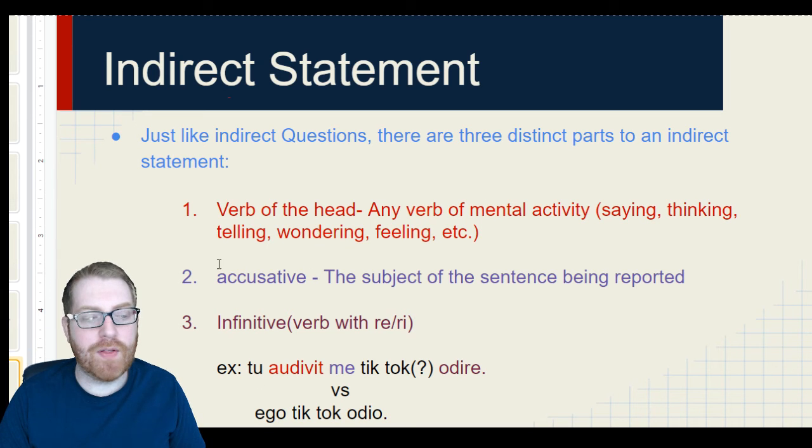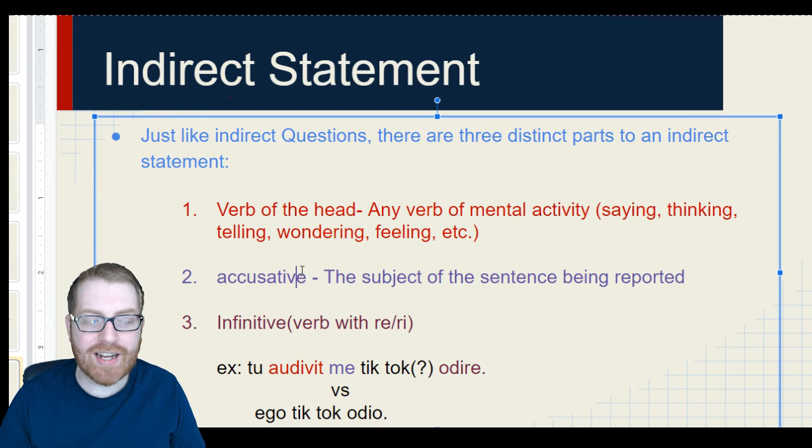Where it gets different, though, is you're going to have an accusative come right after your verb of the head. And that accusative is actually the subject of the statement being reported. So this is where things get a little bit tricky. You're going to see an accusative, and it is going to be the subject of the statement. It's weird. Usually, again, accusatives are the direct objects. And then at the end, instead of having a normal verb, you're going to have an infinitive. And really what this is telling you is, hey, listen, this is not the main verb, all right?